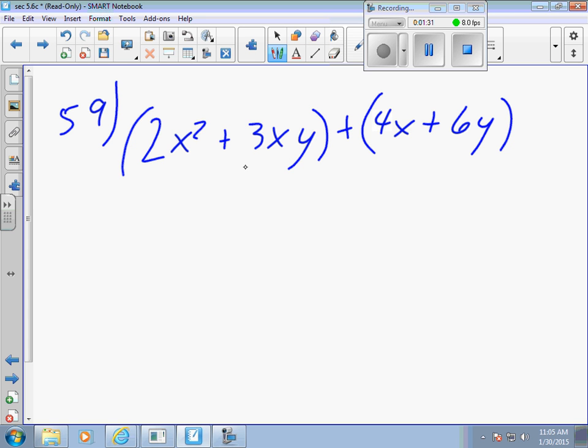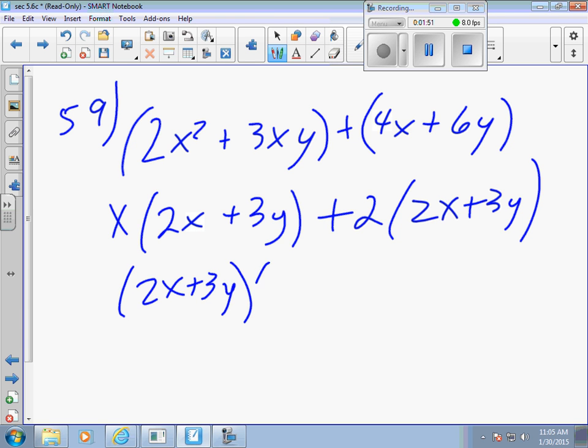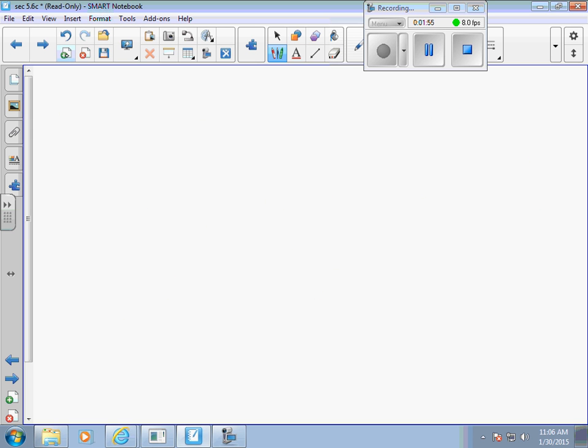Greatest common factor of my first grouping appears to be an x, leaving me with 2x plus 3y. Over here, my greatest common factor is a 2, leaving me with 2x plus 3y. Rewriting that, I get 2x plus 3y times the quantity of x plus 2. Let's now do 60.